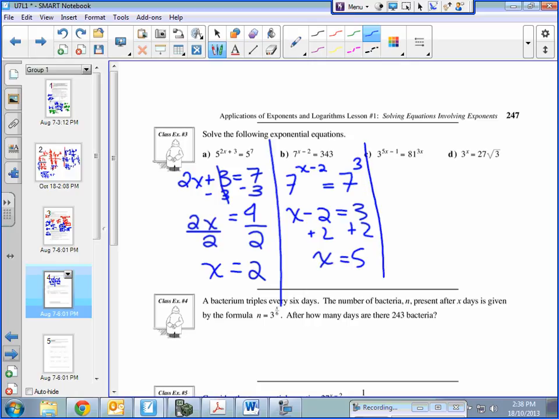Try to do this next one on your own. I'll give you about 2 minutes. So you have different bases. First off, you're going to have to write 81 with a base of 3. Now you're going to have to put it in brackets like we did on that last page.